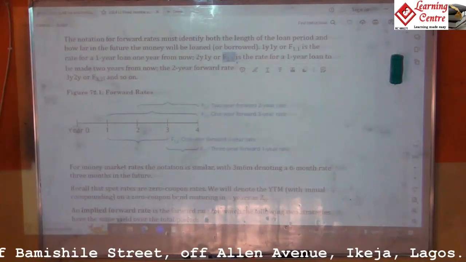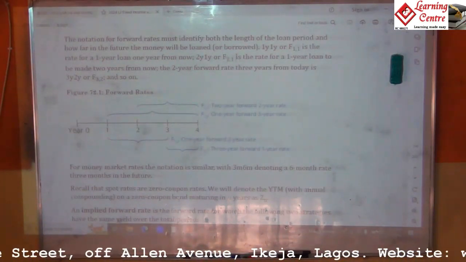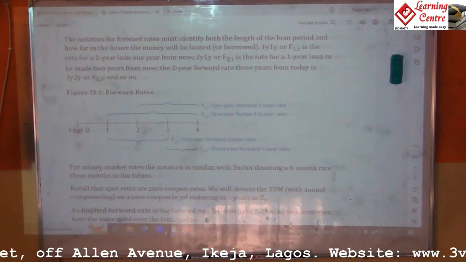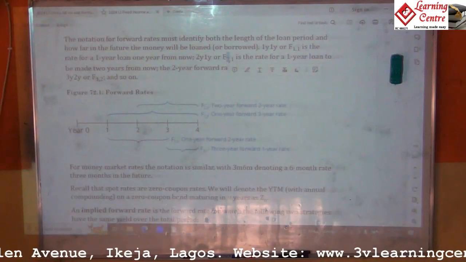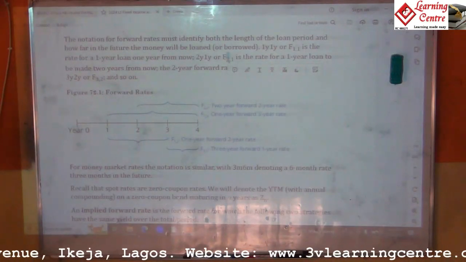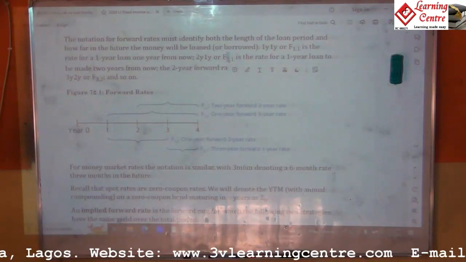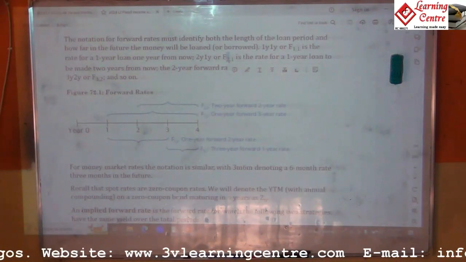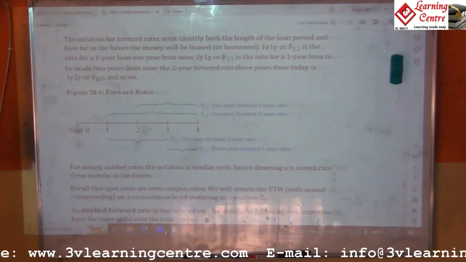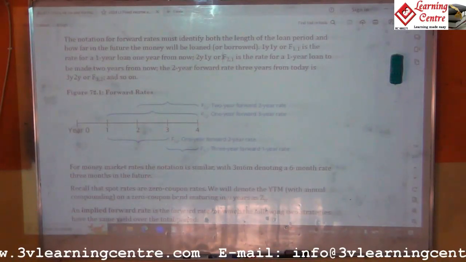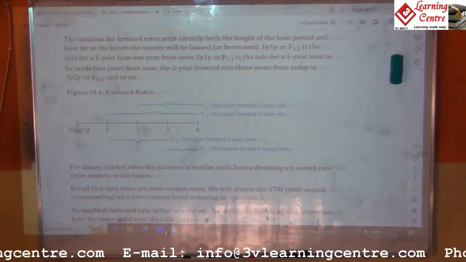For money market rates, the notation is similar: 3M 6 months, meaning it's a 6 months rate, but 3 months in the future. So if we use our example before, this one is saying F21. This 2 is when is this forward contract going to start? It's going to start in 2 years' time, 2 years from today. But the forward contract is for how many years? It's going to be a 1-year forward contract.